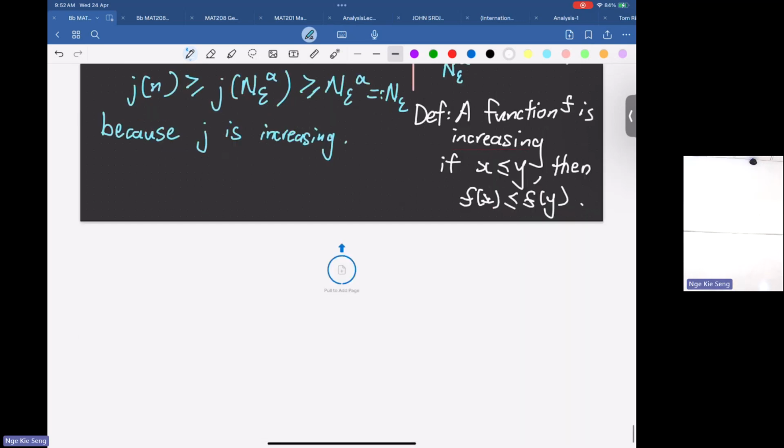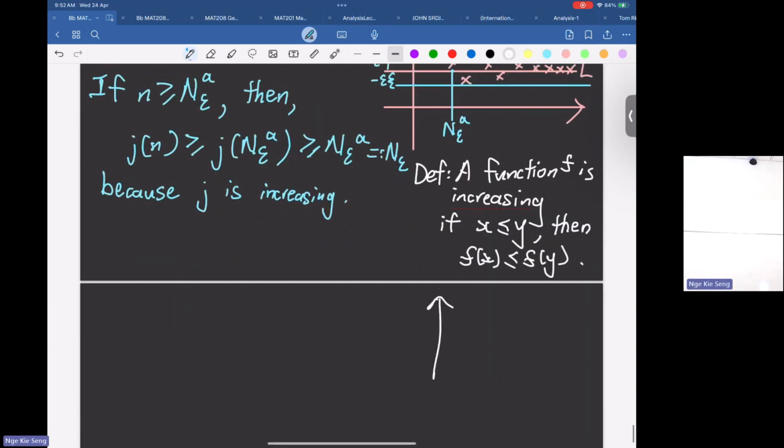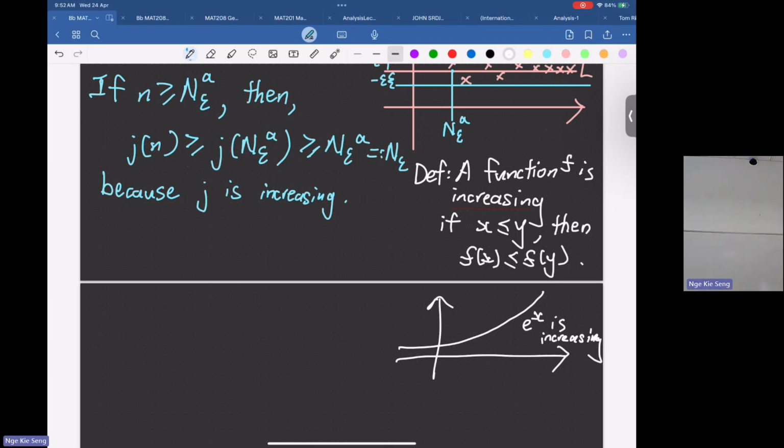This actually matches the intuition, right? For example, e^x is an increasing function. If you go further in x on the real line, the y axis also goes up. If x is less than or equal to y, then f(x) is less than or equal to f(y). Make sense? Okay, so this is increasing. So once you have this, are you good or not?